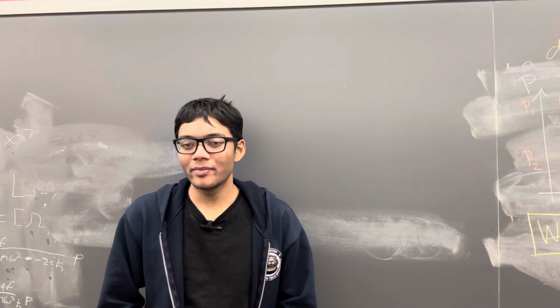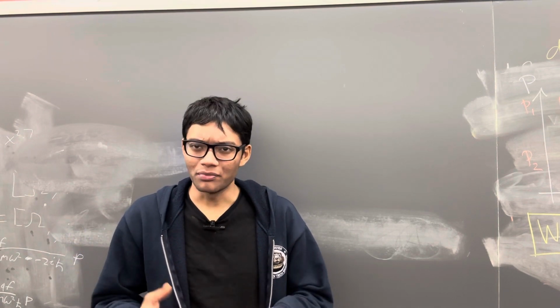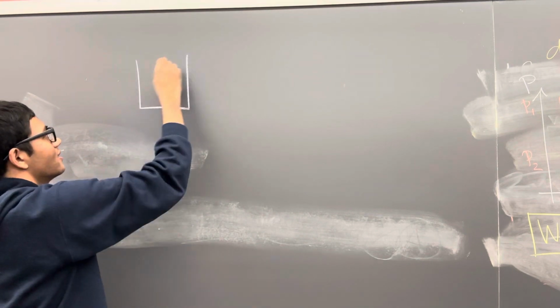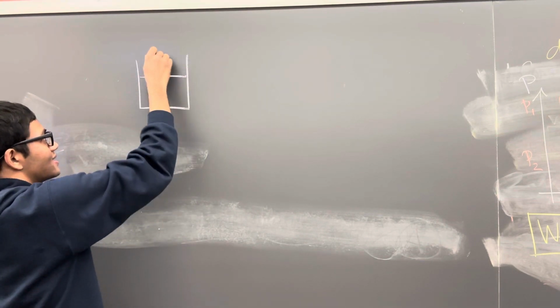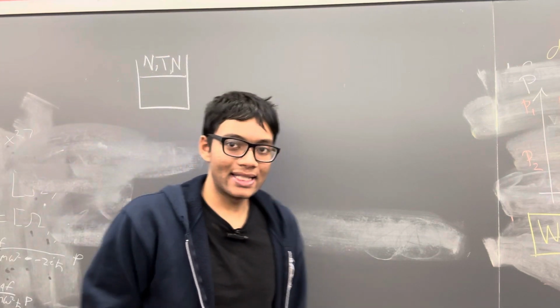In this episode, we're going to be solving a physics GRE thermodynamics problem in 5 minutes or less. So here's the problem. We have an ideal gas in a container of volume V and temperature T. And there are n molecules of ideal gas inside this box.